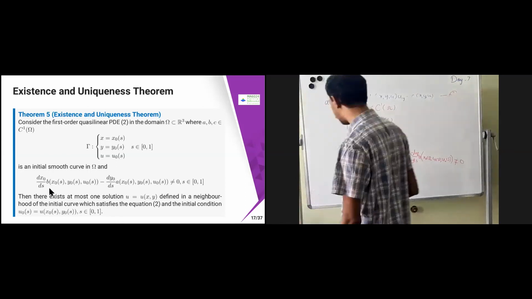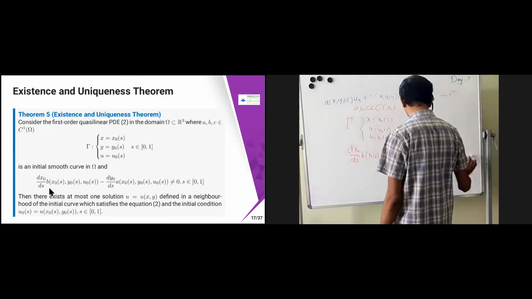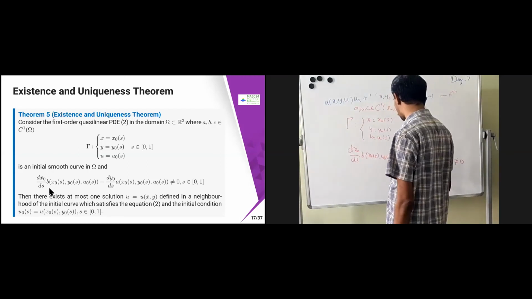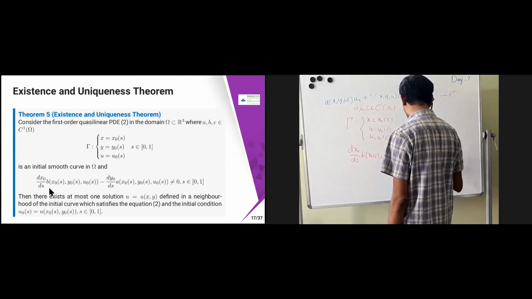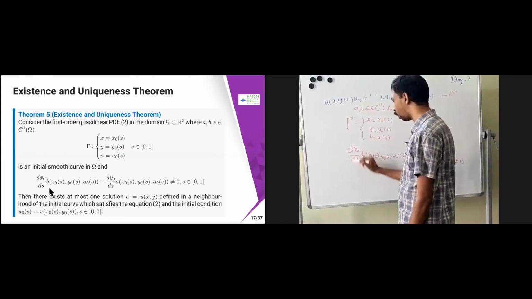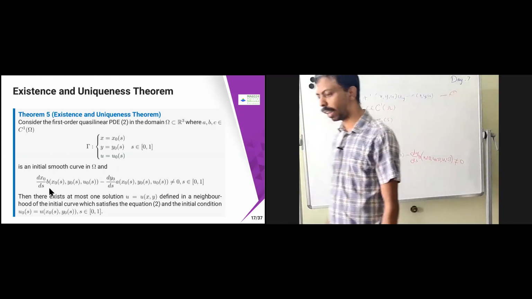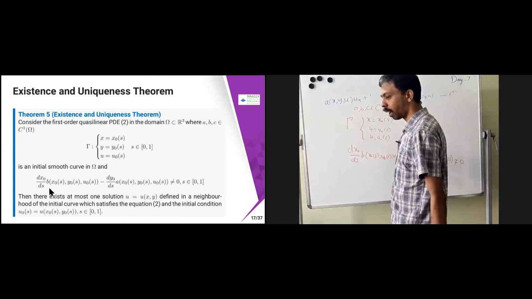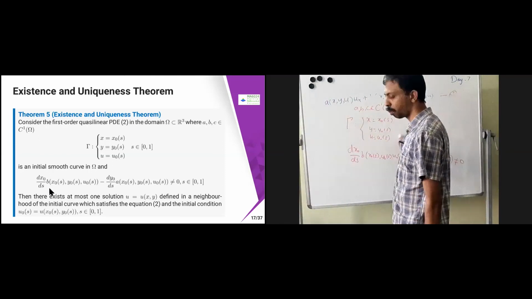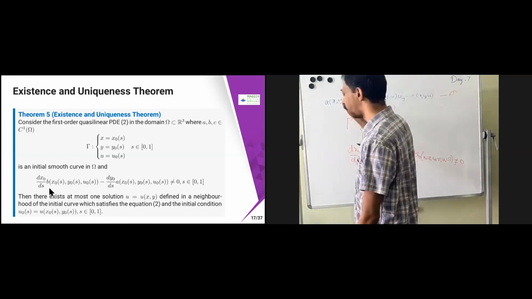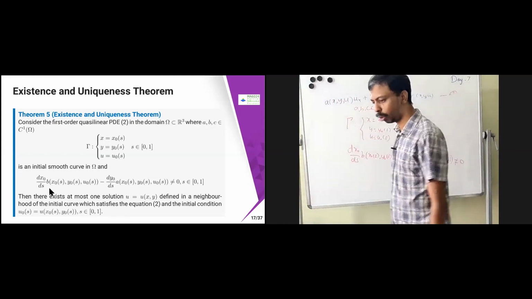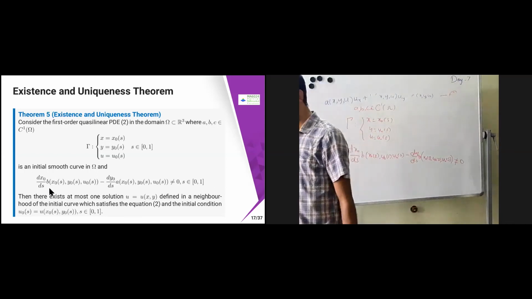See, this is the condition, one of the important conditions: dx naught by ds into B of x naught of s, y naught of s, minus dy naught of s into A, is not equal to 0. Then it has at most one solution defined in the neighborhood of the initial curve, which satisfies equation 2, and the initial condition is also given, u naught of s equal to u of x naught of s, y naught of s. Any doubts in this one?